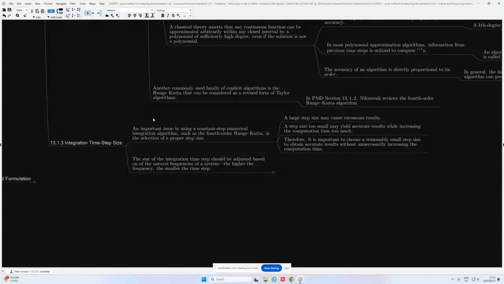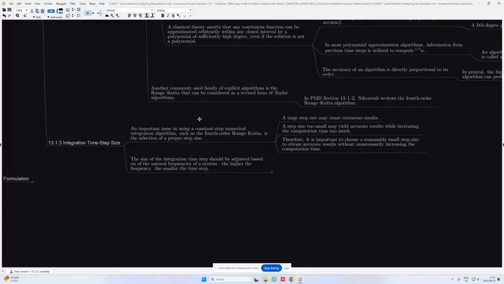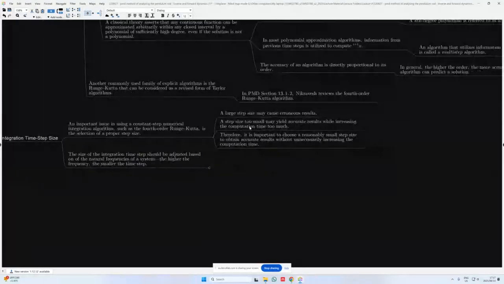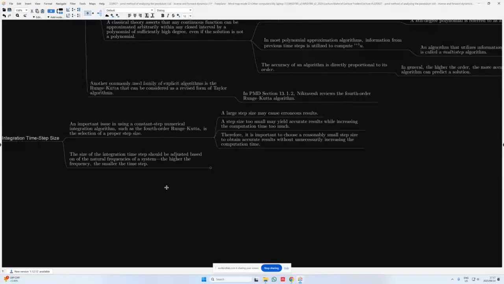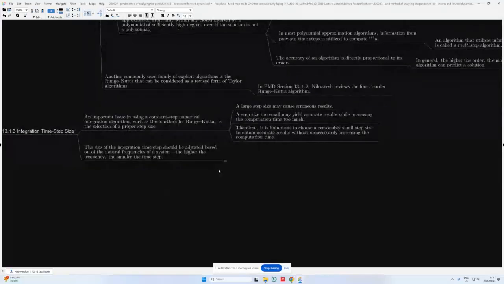Now, an important issue in using constant time step numerical integration algorithms, such as the fourth order Runge-Kutta, is the selection of a proper time step. A large step may cause erroneous results. A time step too small may yield accurate results while increasing the computation time too much. Therefore, it is important to choose a reasonably small time step size to obtain accurate results without unnecessarily increasing the computation time. So the size of the integration time steps should be adjusted based on the natural frequencies of a system. The higher the frequency, the smaller the time step has to be.